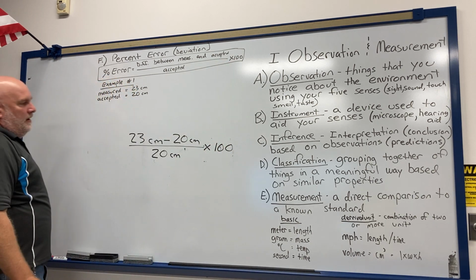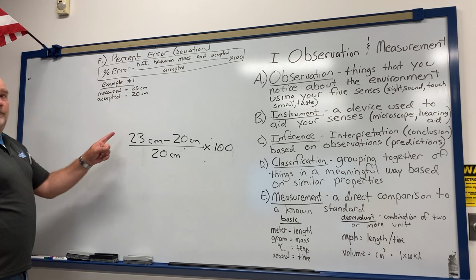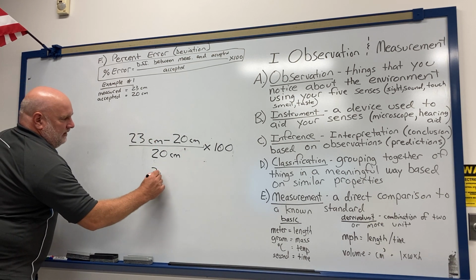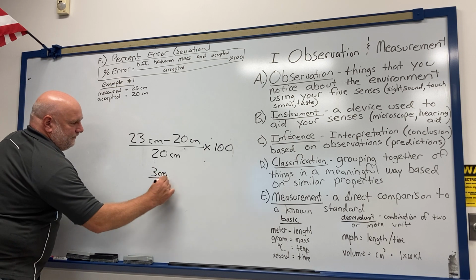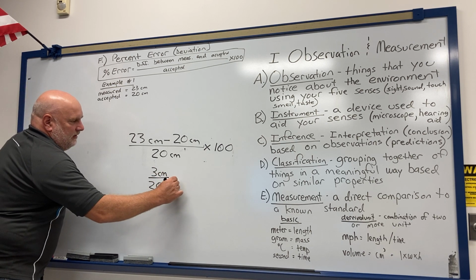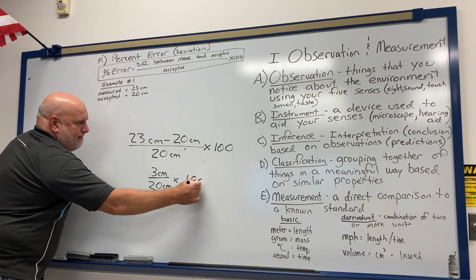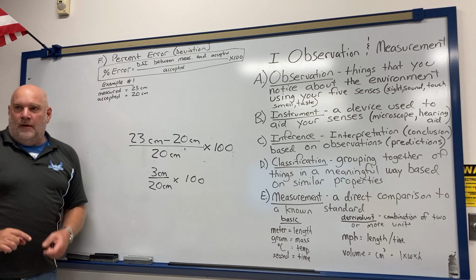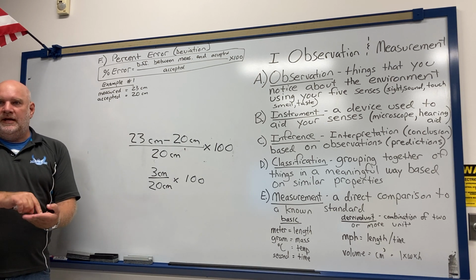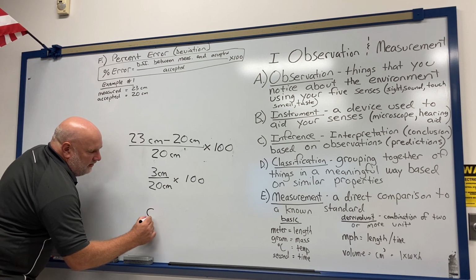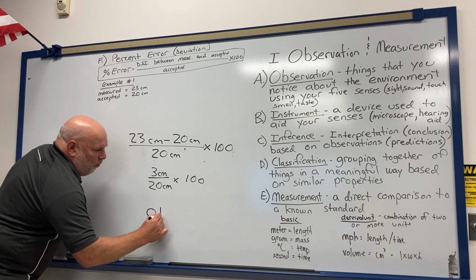Now I simplify this. 23 minus 20 is 3 centimeters, over 20 centimeters, times 100. Now, I take out my calculator. I go 3 divided by 20. The number I'm going to get in my calculator is 0.15.